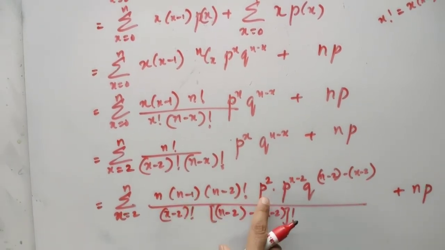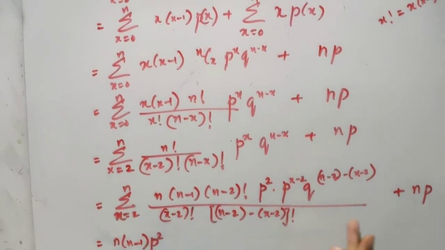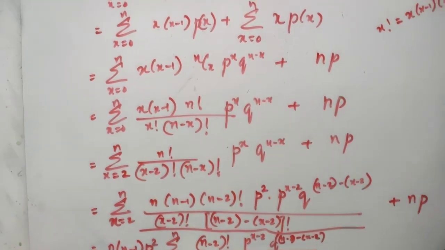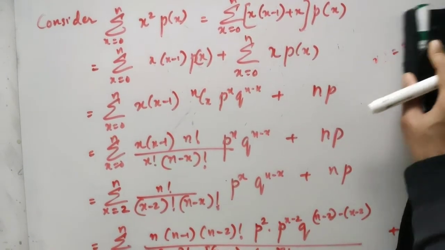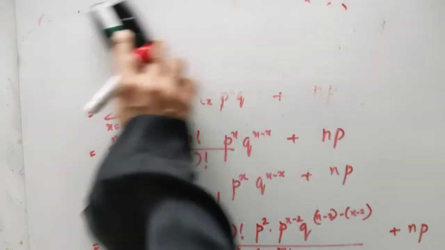Okay, now n into n minus 1 into p square, you can take it outside the summation sign. Remaining, whatever is left: n minus 2 factorial is left, p raised to x minus 2 is left, make a difference here, don't mix up the terms, q raised to n minus 2 minus x minus 2, okay, divided by x minus 2 factorial and n minus 2. I hope it is seen there. I need to continue it here, one minute, otherwise you won't be able to see anything. Okay, I'll just continue the rest part of the derivation over here. Okay, just a minute.